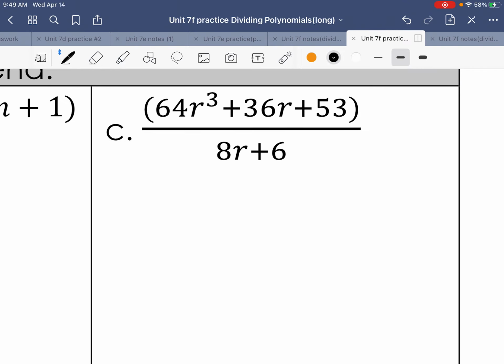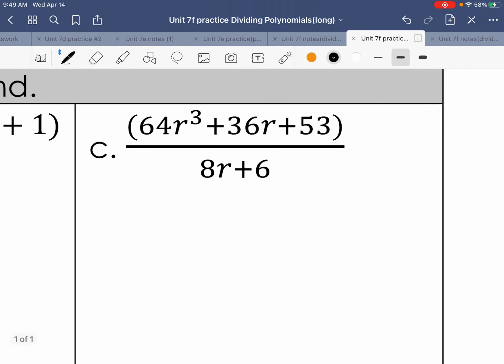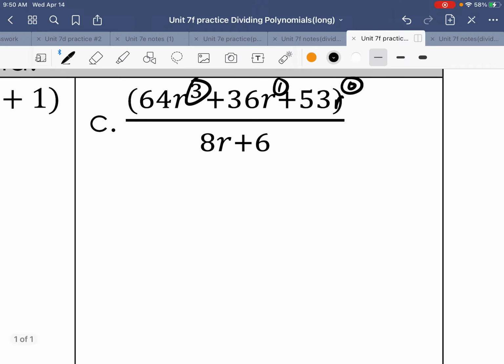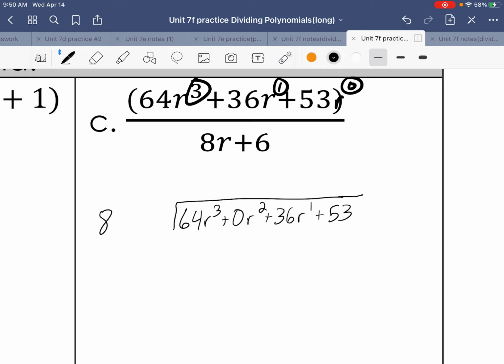And lastly, looking at our last problem here, we have exponents 3, 1, 0. So we're missing squared. So we need to put that in. So when we do this, we're going to have 64r cubed. We're missing a squared term. And we don't need to write the r to 0. I just had that so you can see what it actually is to the 0 power.